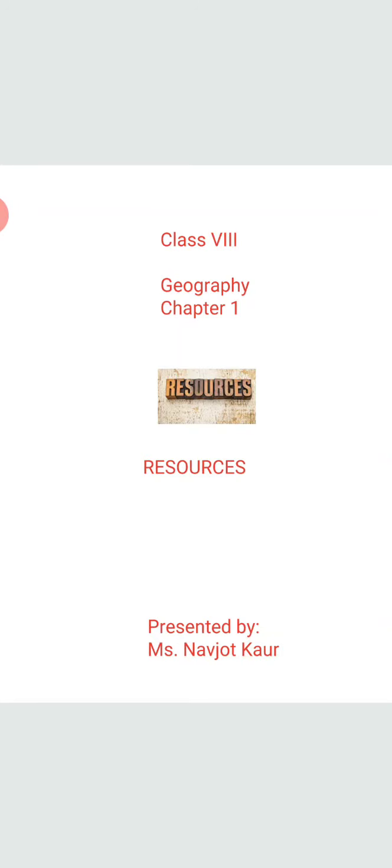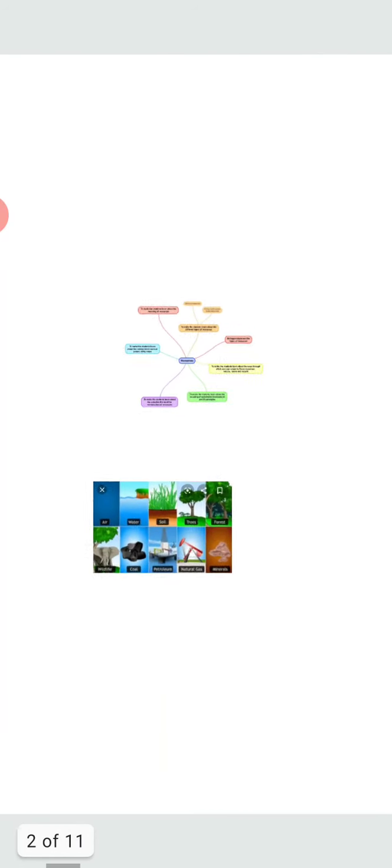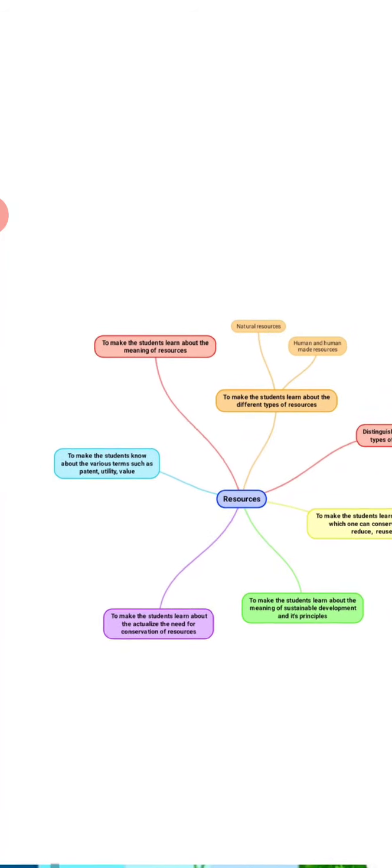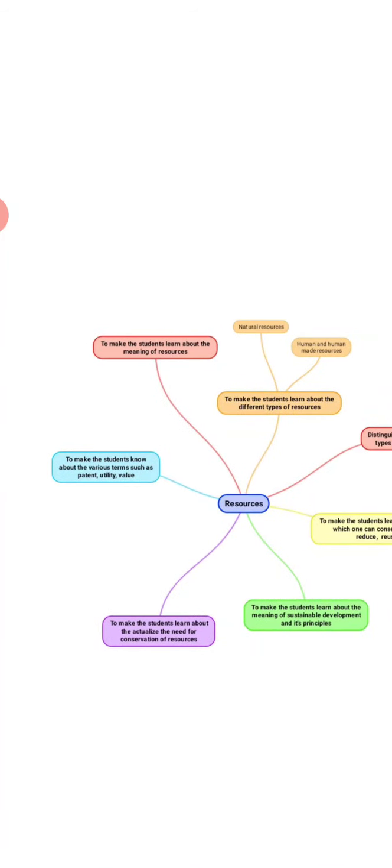This is the fourth video lecture for class 8 of Geography, Chapter 1 Resources. What is a resource? Anything that can be used to satisfy a human need is a resource.